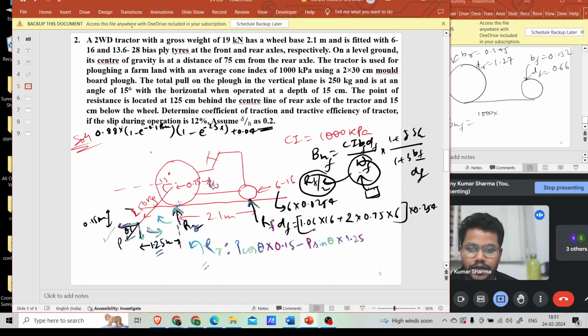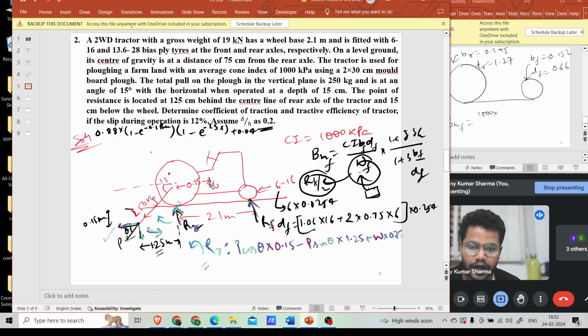Then weight is acting at a distance of 75 centimeter. In which direction? Clockwise or counterclockwise? Weight is giving clockwise effect or counterclockwise effect about this RR? Clockwise, sir. So clockwise we have taken positive. So it is W at an arm of 75 centimeter, 0.75 meter.